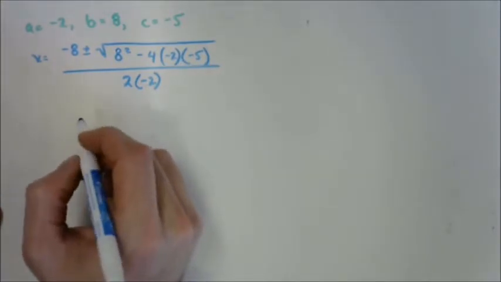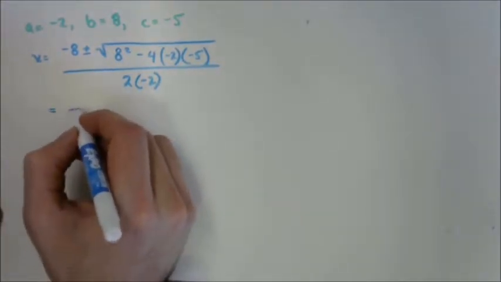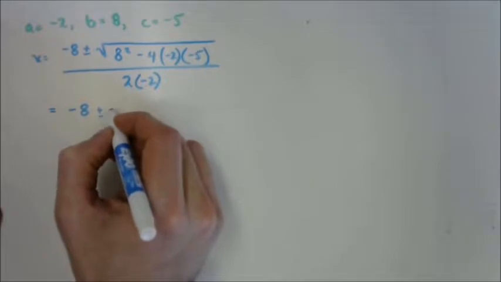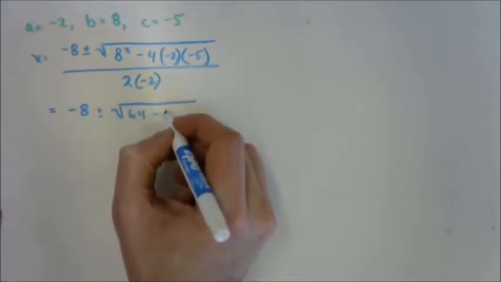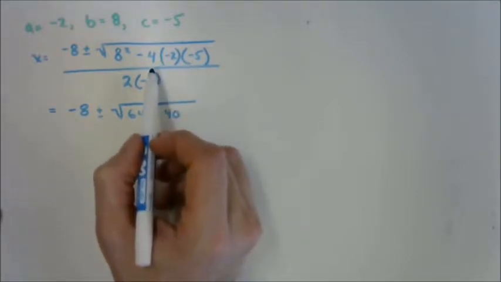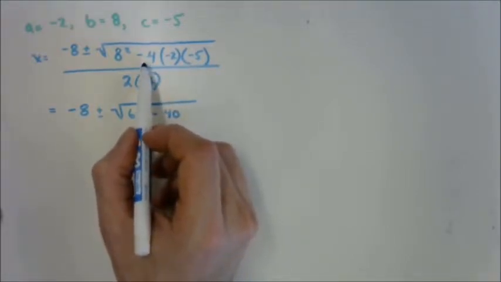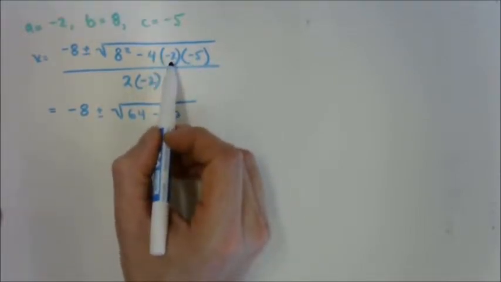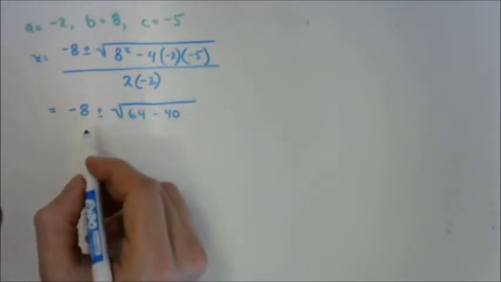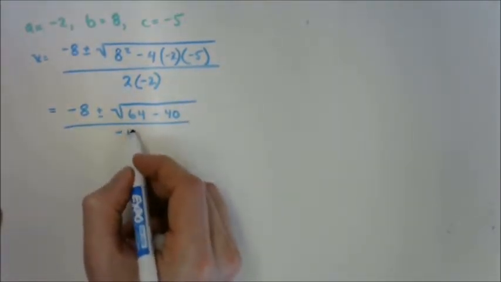If we work this out, we end up with negative 8 plus or minus square root of 64 minus 40. So we know it's minus 40 because we've got 3 negative factors. So a negative times a negative is a positive times another negative is negative. 4 times 2 is 8. 8 times 5 is 40. All over negative 4.